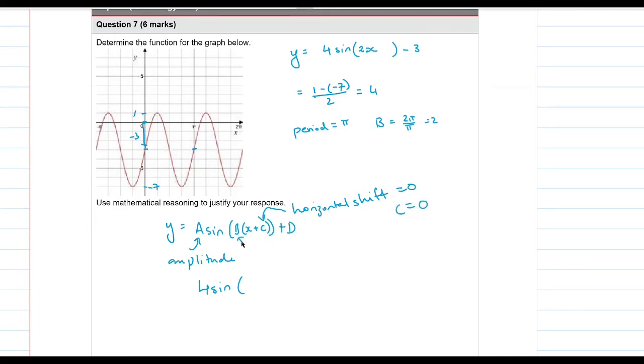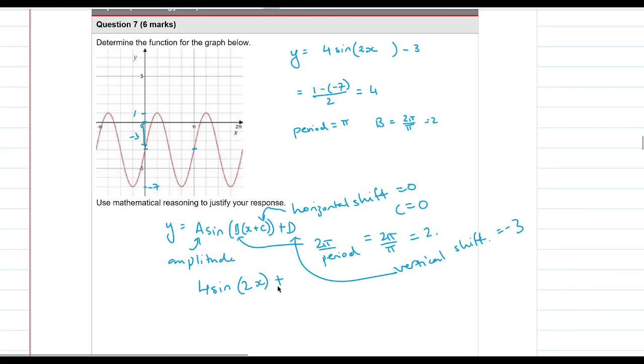And B is 2 pi over the period, and the period for this graph is pi, so which will be 2. And D is our vertical shift, and in this case we're moving from 0 to -3, so the shift is -3. So we're gonna write -3.